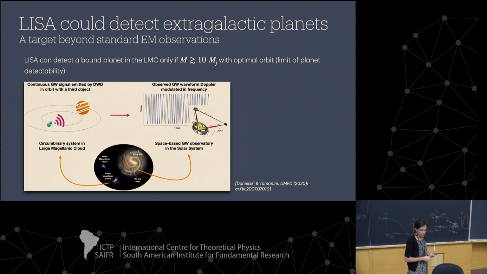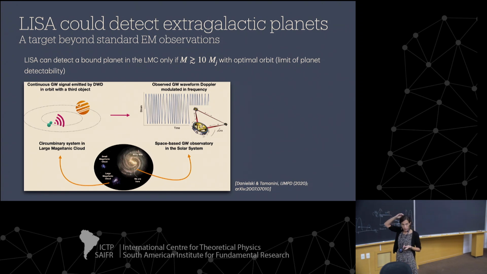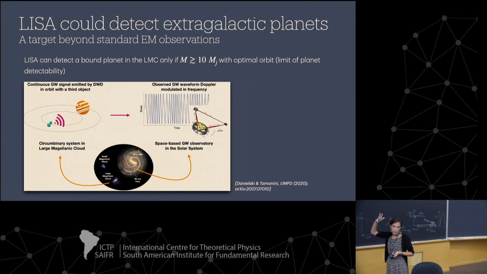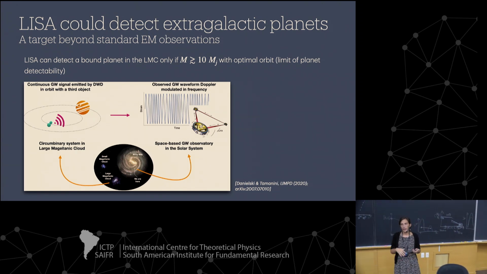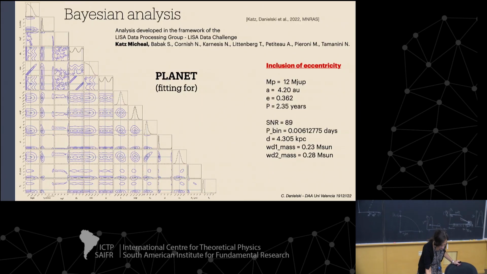So we did a test. We took the population of double white dwarfs, put it at the distance of the Large Magellanic Cloud, we injected our exoplanets, and it's the same concept. We can detect them, but the number is definitely smaller, and they have to be very, very massive. So it has to be more massive than 10 Jupiter masses and have an optimal orbit of the binary to be able to be detected.